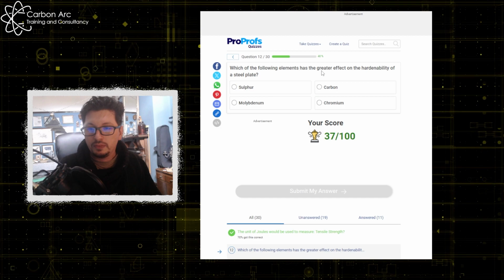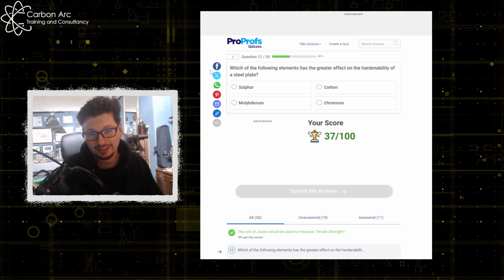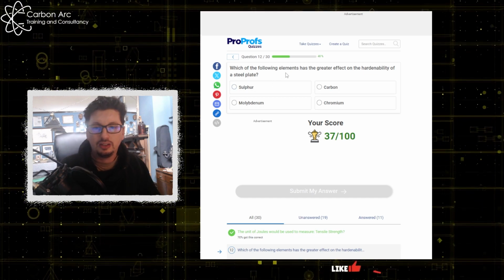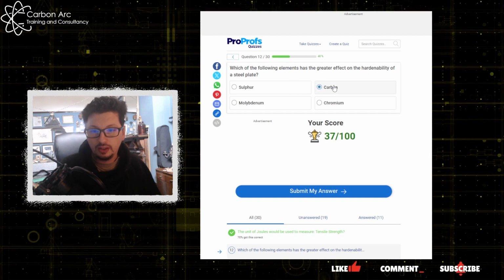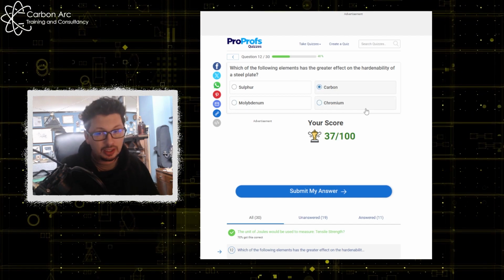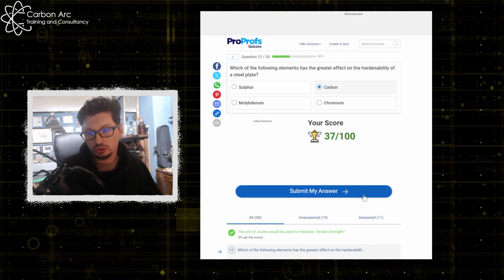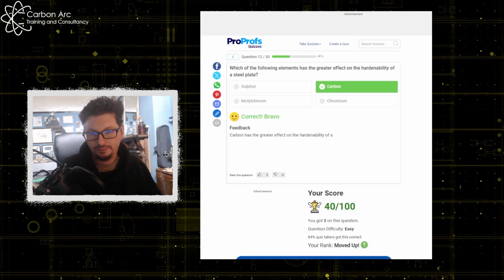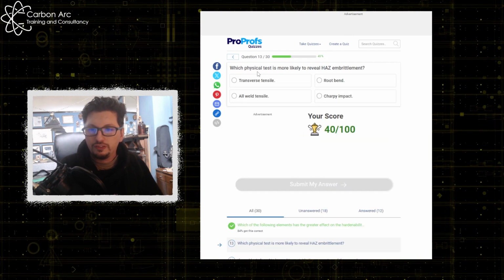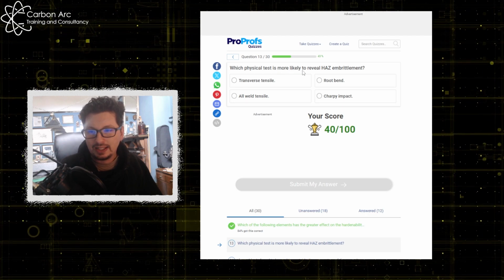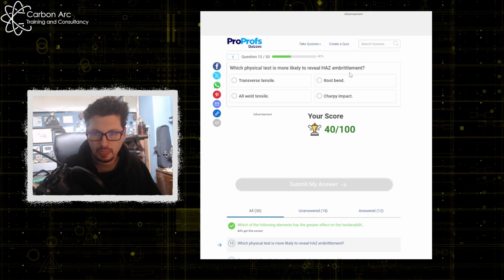Which of the following elements has a greater effect on hardenability of a steel plate? So the greatest effect is carbon. Chrome has an effect and moly has an effect, but much reduced. Sulfur is a hot shortness. Which physical test is more likely to reveal heat-affected zone and embrittlement?